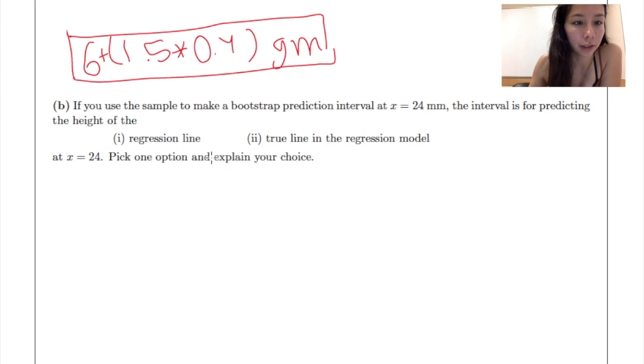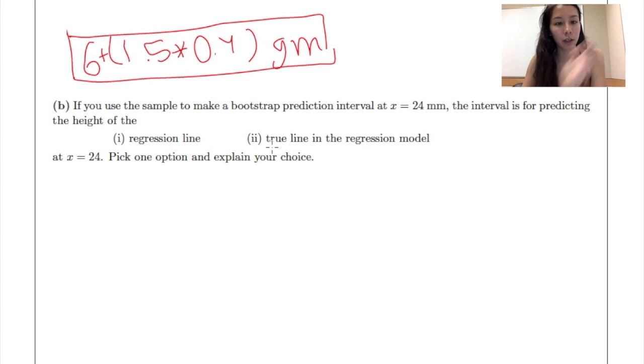So we look at part B and it says, if you use the sample to make a bootstrap prediction interval at x equals 24 millimeters, the interval is for predicting the height of the blank. And the options are a regression line or the true line in the regression model at x equals 24. Pick one option and explain your choice.